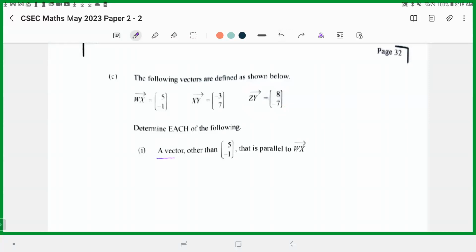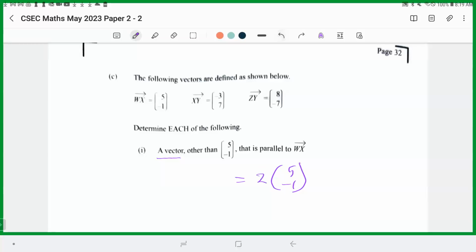Determine a vector other than the (5, -1) that is parallel to WX. WX is this. So if a vector is going to be parallel to WX, it's going to be equal to a multiple of WX. So that vector can be equal to, for example, 2 times (5, -1), or any value you want. It can be half. Any value times it can be 3.